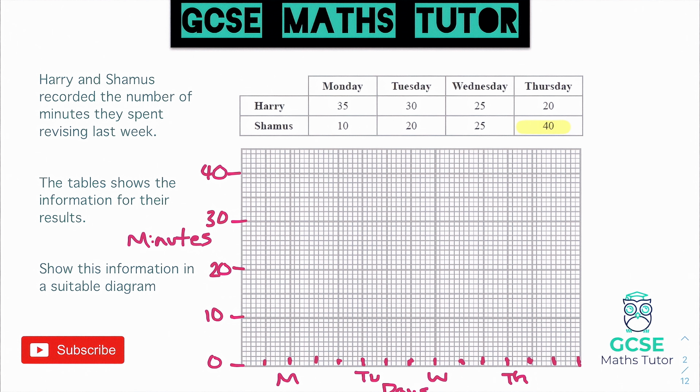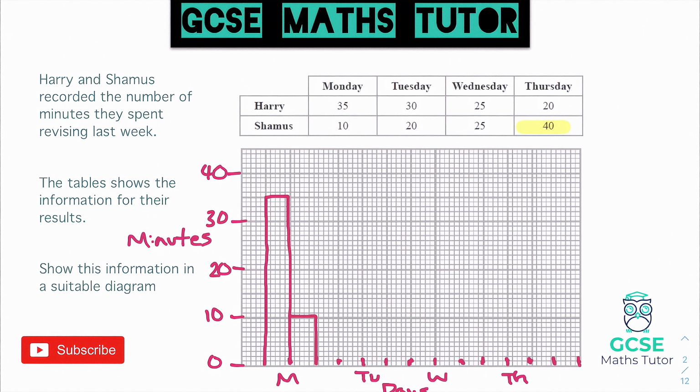Now we just need to draw the bars in. So if we go for Harry first, and we'll do 35 for Harry. So if we draw a bar coming up, obviously just between 30 and 40, and that'd be 35, and then 10 for Seamus, and we'll draw that in.